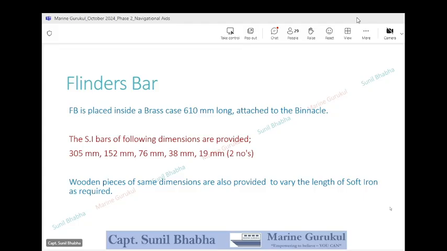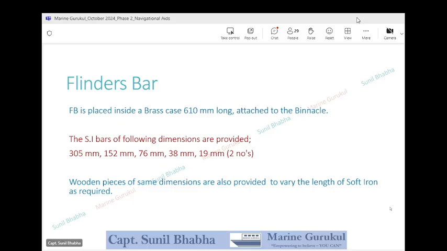Now on a ship which has a very big funnel, a huge funnel, let us say we have a VLCC and it has got a huge funnel. If the funnel is quite big, that tells us that the induced P on that particular ship is going to be substantial. So we may require a flinder bar close to maybe 500 or 600 mm.